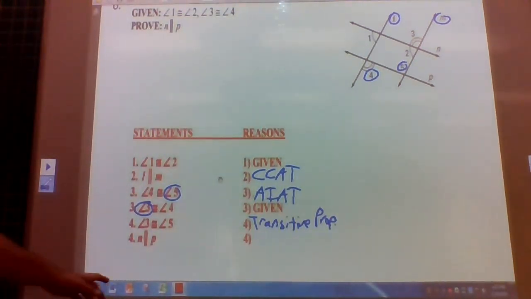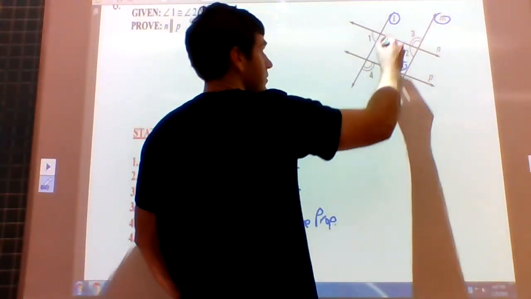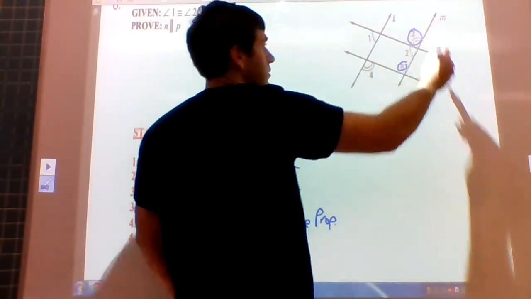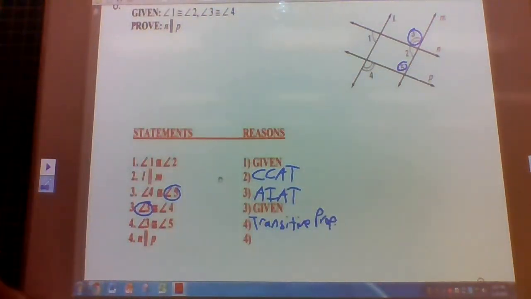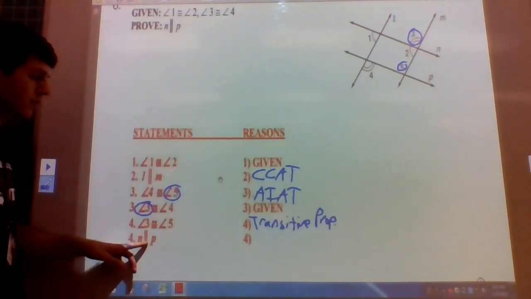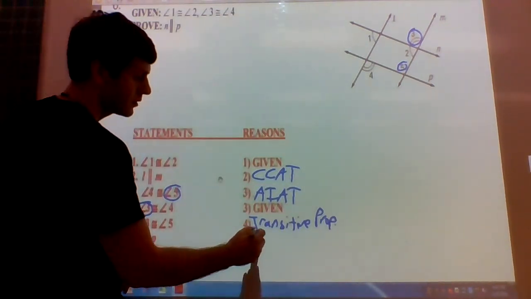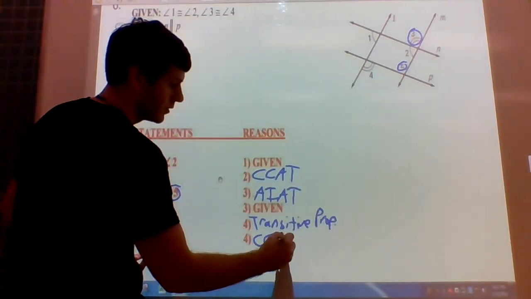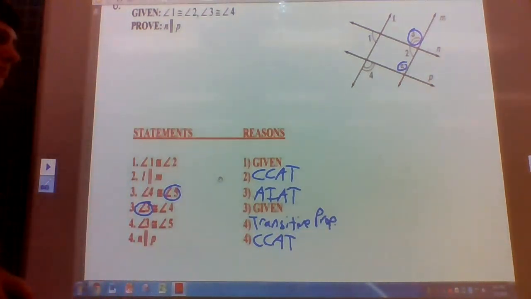And once we know 3 and 5 are congruent, we have corresponding angles that are congruent. So what can we conclude about the lines if our corresponding angles are congruent? We can conclude that they're parallel by the converse to the corresponding angle theorem.